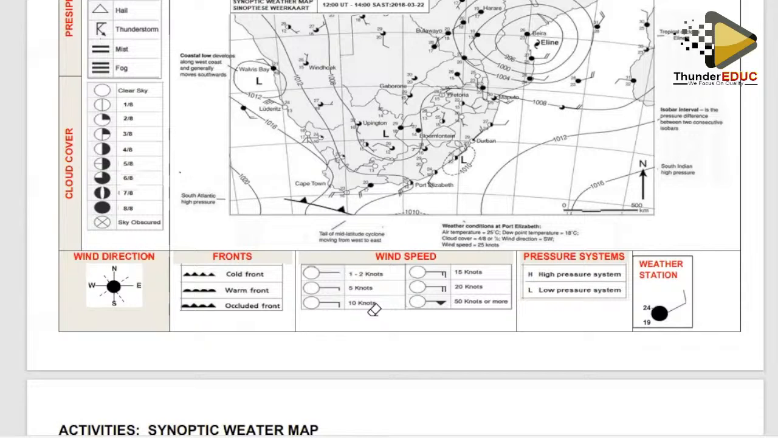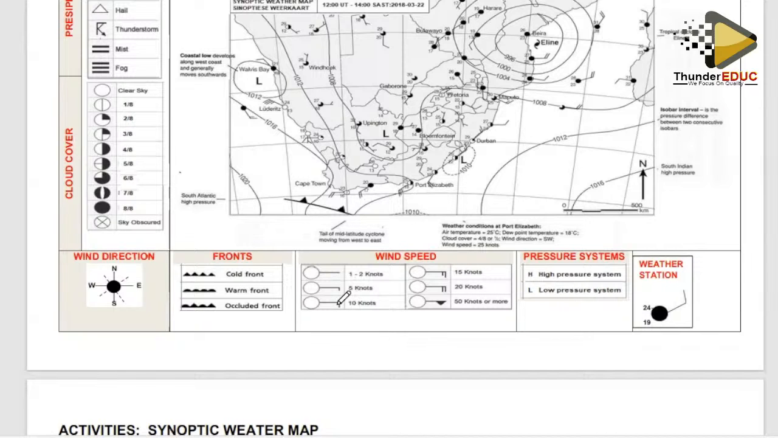So, indicating on the synoptic map, we tend to find that our knots are indicated at the end of the bar here. We have a circle, then we have a bar, then our wind speed is indicated at the end of the bar here, what we call the feathers of the bar. So if it's 1 to 2 knots, there's nothing which is indicated there. At the end, it's just the bar which shows wind direction, and there's nothing. Then if there's 5 knots, you can see that there's half a feather at the end of the bar. And if there are 10 knots, there is 1 full feather at the end.